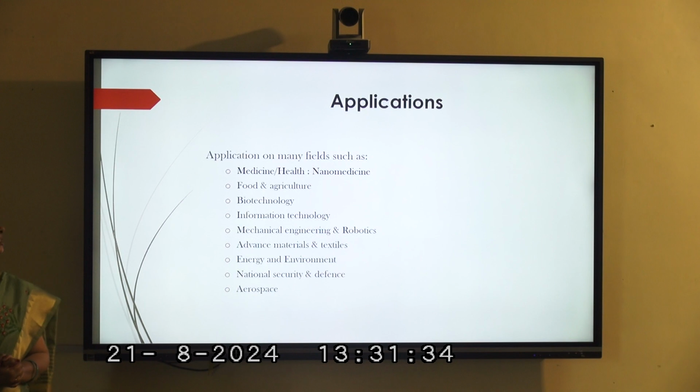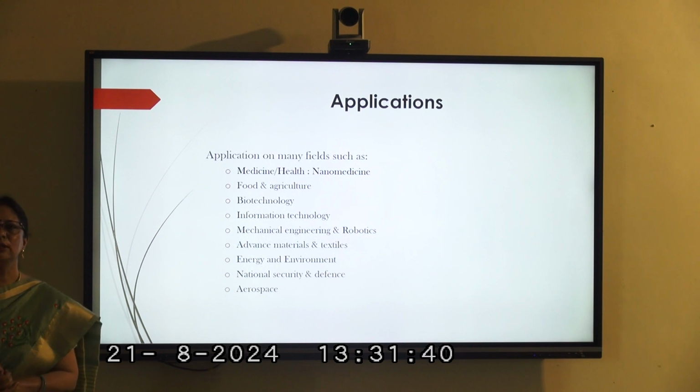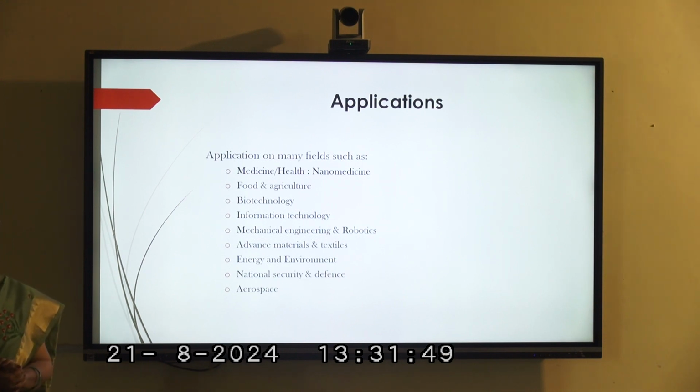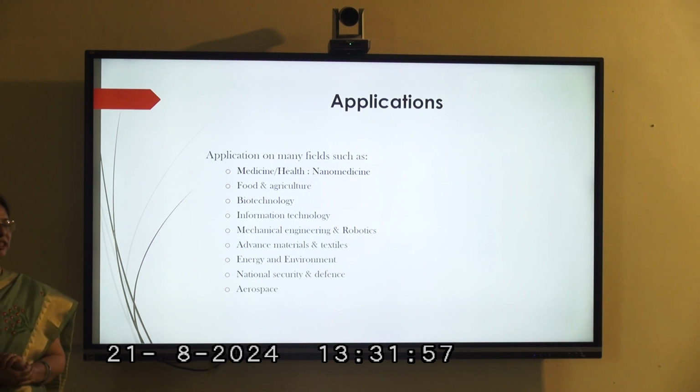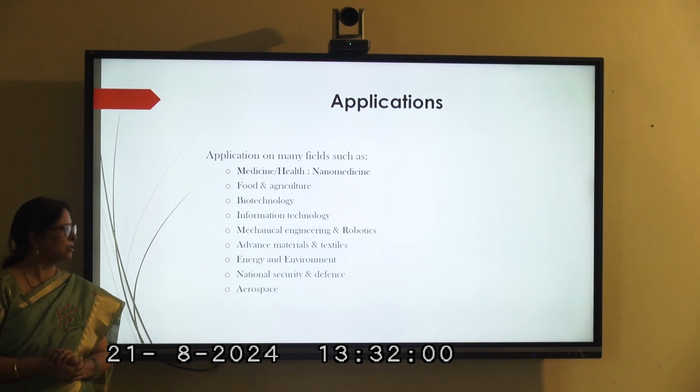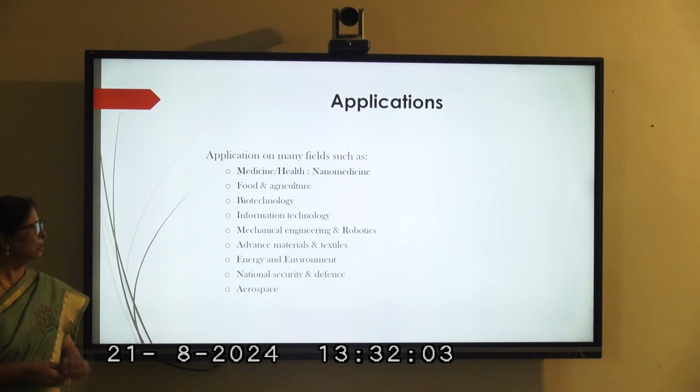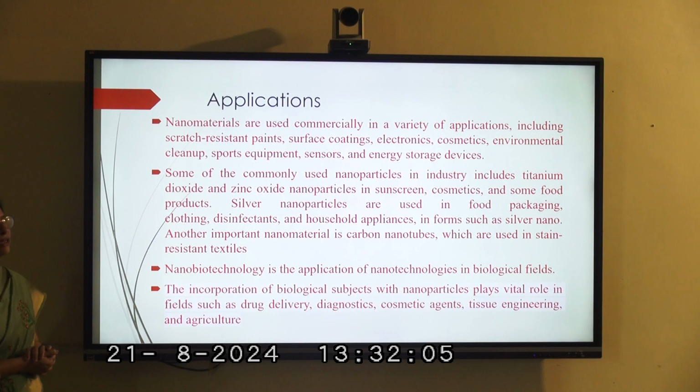If you look at the applications of nanotechnology, the applications of nanobiotechnology we can see today are in diverse fields such as medicine, healthcare, food technology, agriculture, biotechnology, information technology, mechanical engineering, robotics, advanced materials and textiles, energy and environment, security and defense, and aerospace. But in the medical field, we will just look at the applications in healthcare, because in healthcare they are the major applications of nanobiotechnology.